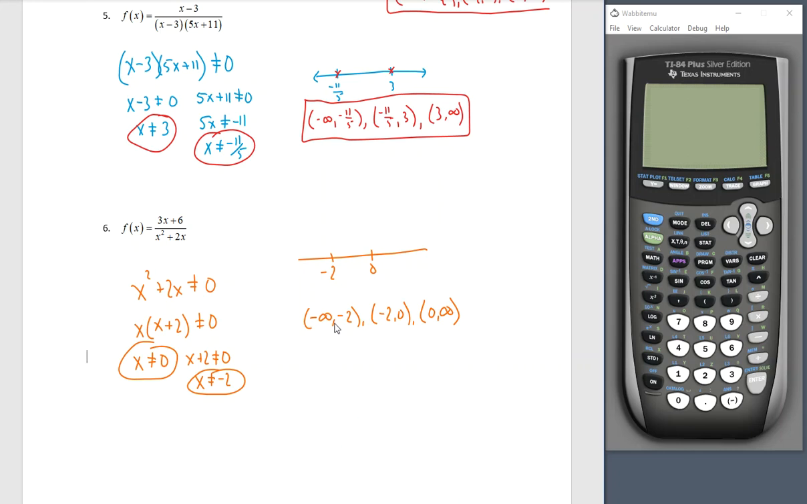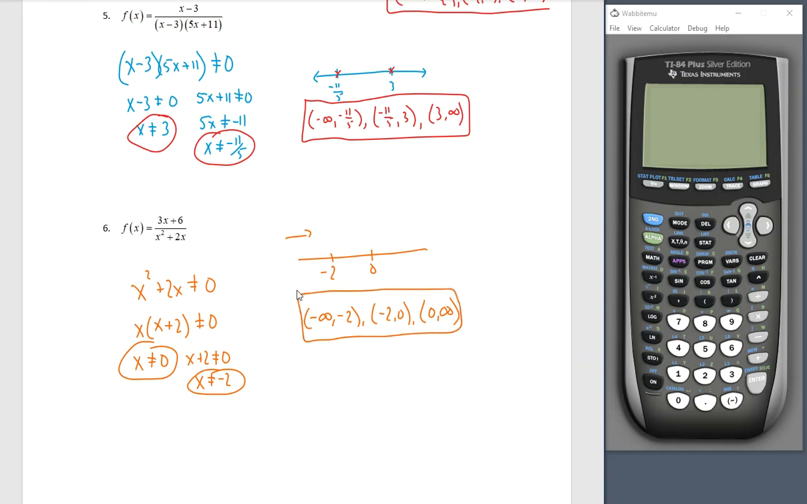Keep in mind, in every interval I've written here, the smaller value is always on the left. So from -infinity to -2, and then -2 to 0. I would never write this interval as 0 to -2. That's not an interval, that's a point. All right, so make sure your intervals are always from left to right, always writing in that direction.